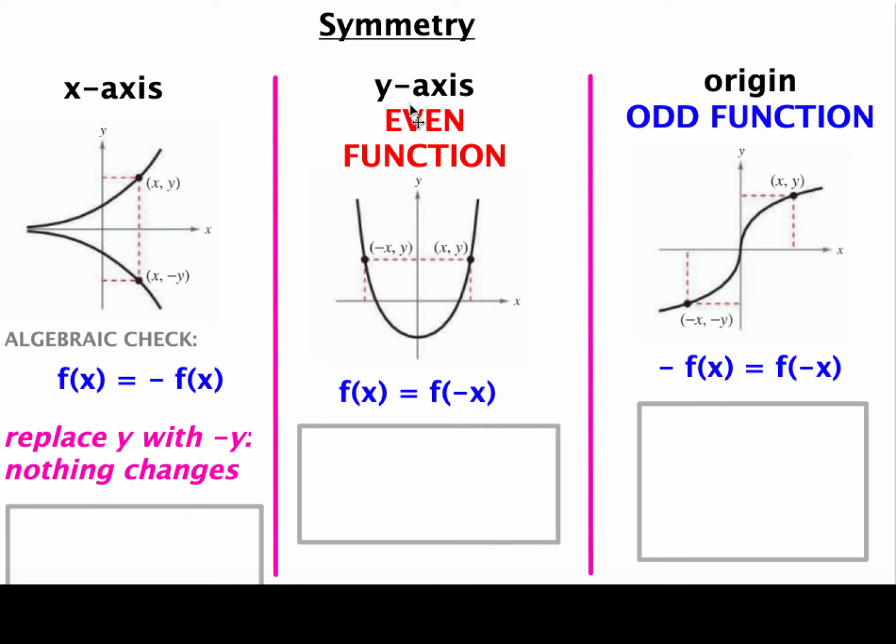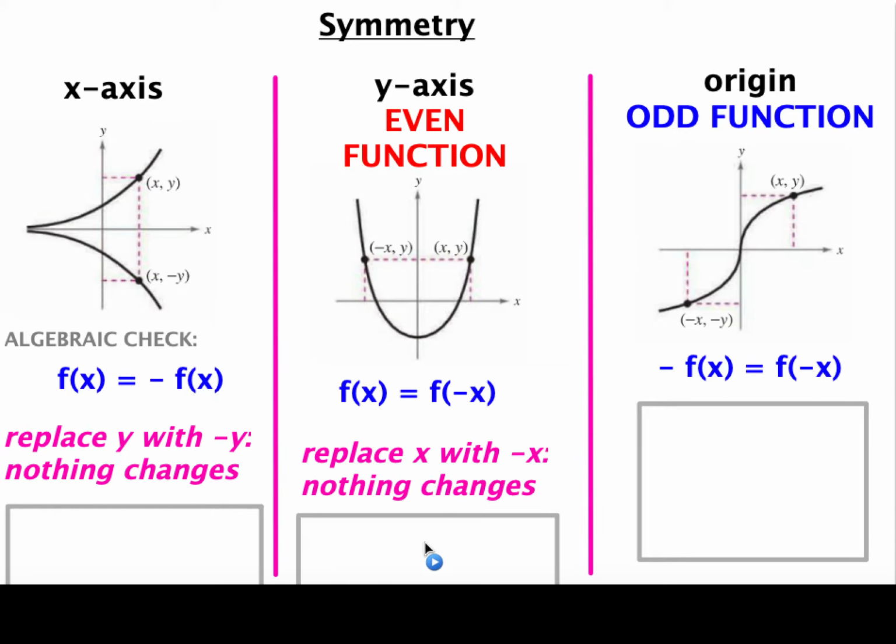The same thing goes for an even function. An even function is y-axis symmetry. If I reflect it over the y-axis, it only makes sense: the positive x's relate to the negative x's. So again, to check algebraically, if I take x out and plug in negative x, and my function looks exactly the same, there's really no change, then we have y-axis symmetry, or what we call an even function.